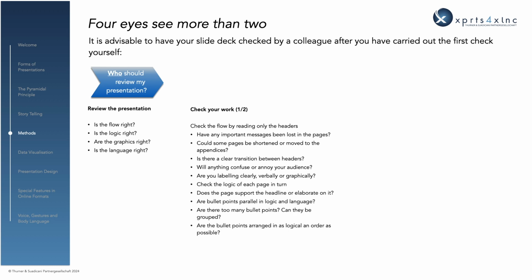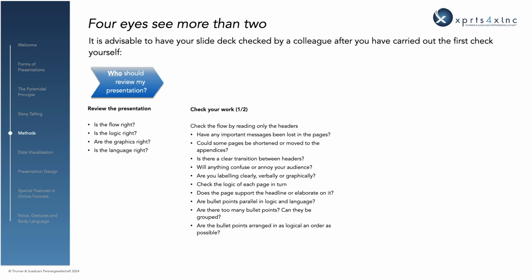Check your work. Check the flow by reading only the headers. Have any important messages been lost in the pages? Could some pages be shortened or moved to the appendices? Is there a clear transition between headers? Will anything confuse or annoy your audience? Are you labeling clearly, verbally or graphically?